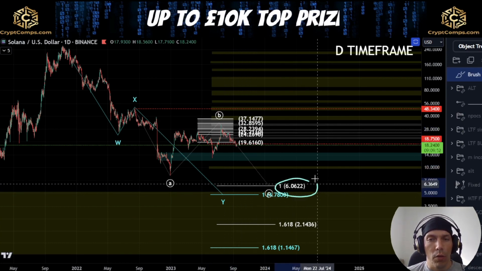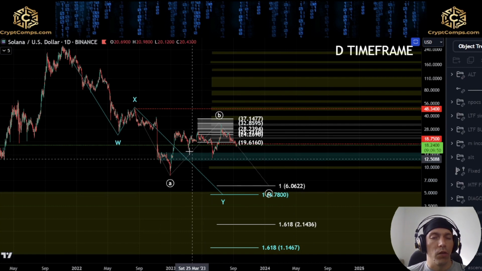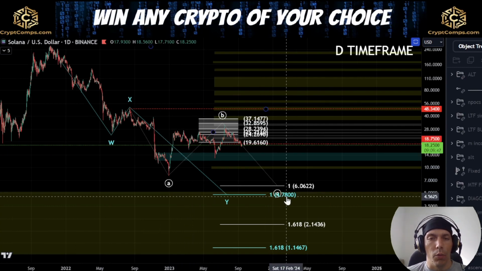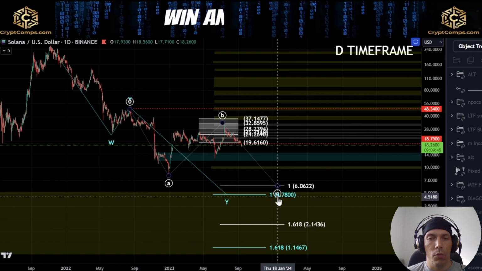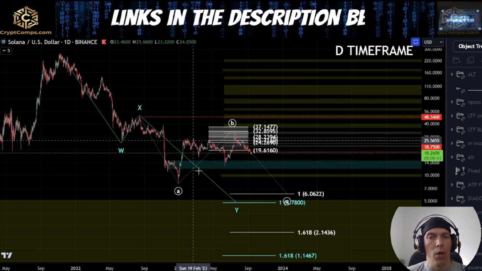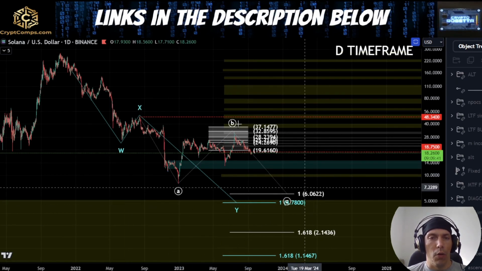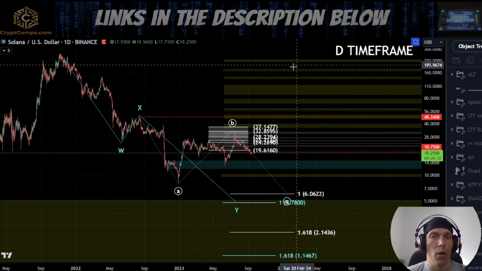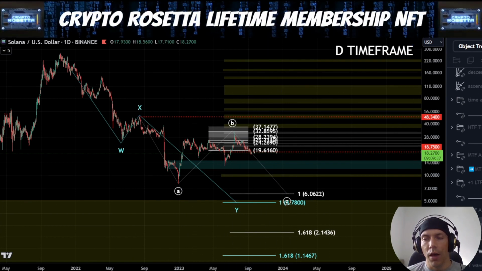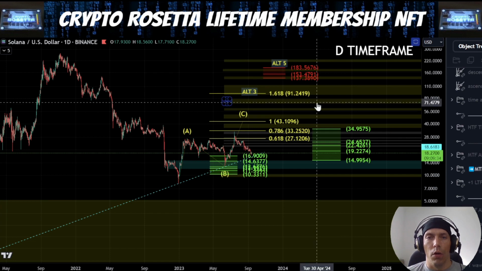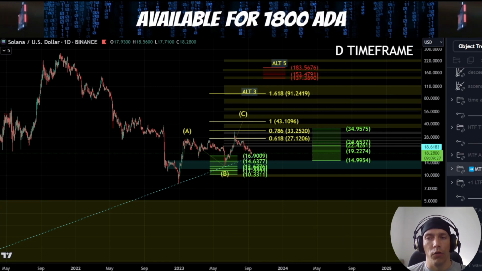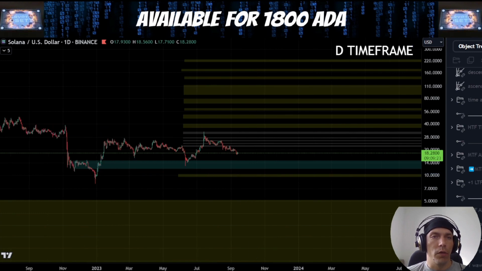This, however, would be looking for a push down towards $6.06, and would actually be looking for a 1-to-1 of this Y wave here towards the 478 region. So that would be what we are looking at for the two bearish counts, and then what we want to see for that bullish count is basically a move up past this zone of this 91.24 for additional confirmation of this idea.